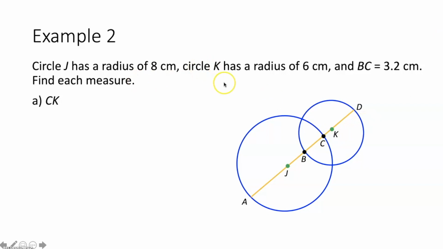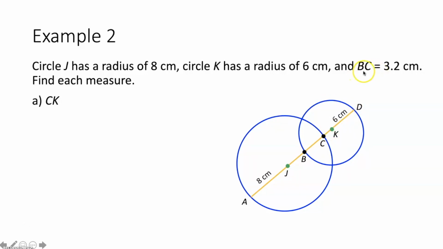Now in each of these types of questions, the very first thing you should do is label your figures. So here it says circle J has a radius of 8 centimeters. So this would be circle J right here, and if we know it has a radius of 8 centimeters, that means we know the measure of segment AJ over here must be 8 centimeters. Next, it says circle K has a radius of 6 centimeters. So because we know circle K right here is a radius of 6 centimeters, we know the measure of segment DK right here has to be 6 centimeters.